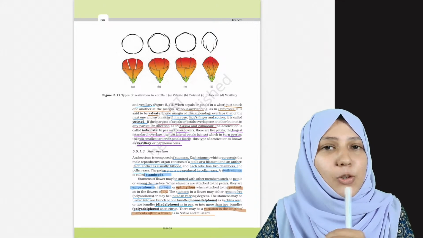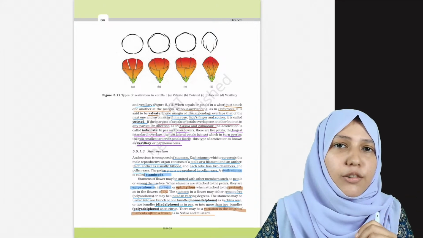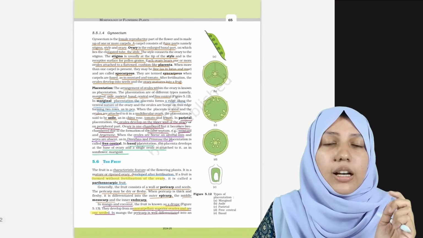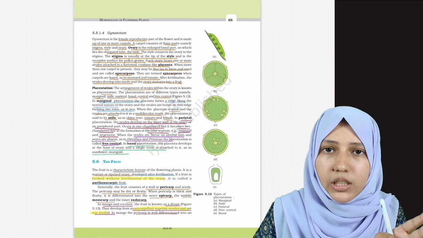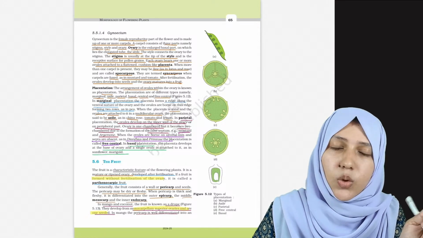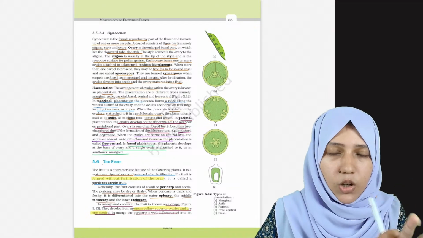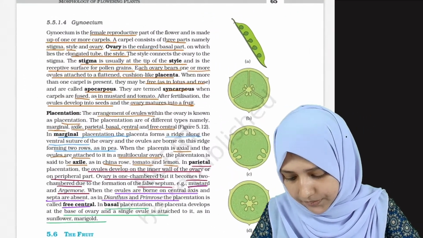NEET Academy. Today we are going to deal with the second part of morphology of flowering plants. Okay, so let's go into this. Yesterday we covered till androecium, the male reproductive part, and today we will be covering gynoecium, seed, fruit, and PYQs. Okay, so let's start with the gynoecium.